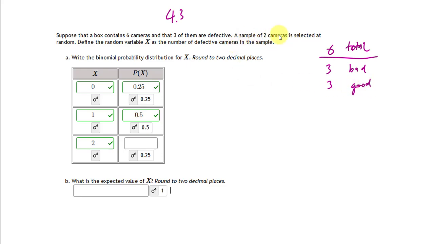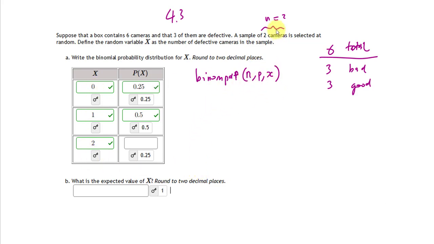A sample of 2 cameras is selected at random. So the number of trials is n equals 2. And then we define the random variable x as the number of defective cameras. This is a binomial probability, so we can use the function binomial pdf. This function on the TI-84 will take 3 inputs: the number of trials n, p, the probability of success, and the x value.